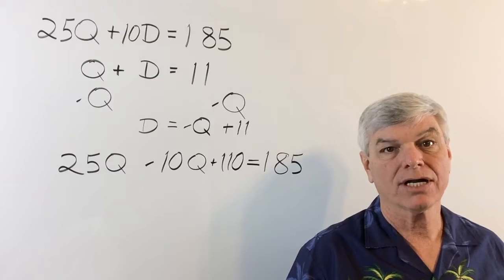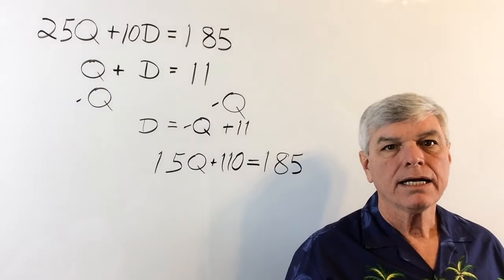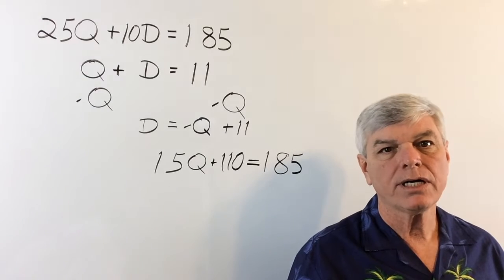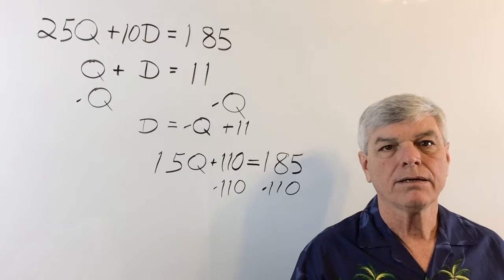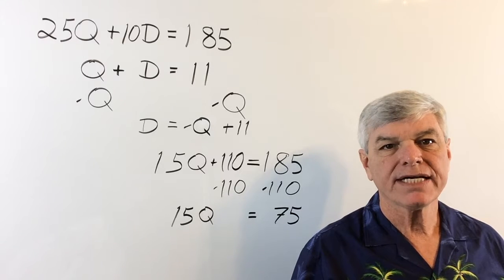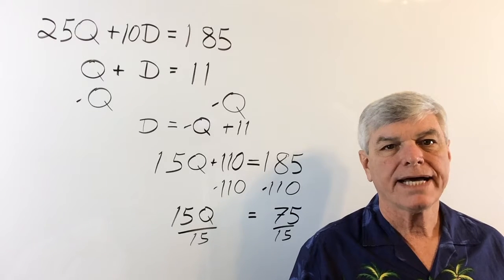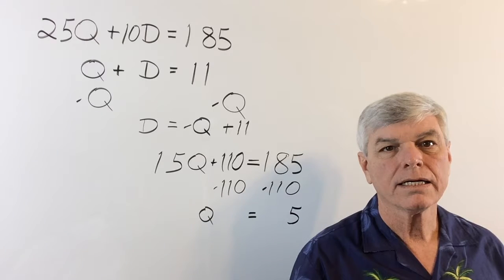So let's add our like terms. 25Q minus 10Q equals 15Q. Get that 110 on the other side. Bring all that down. Divide both sides by 15. That isolates the Q, and 75 divided by 15 is 5.